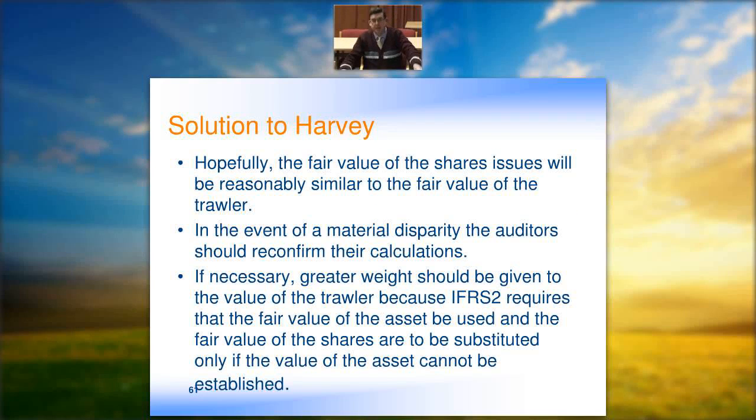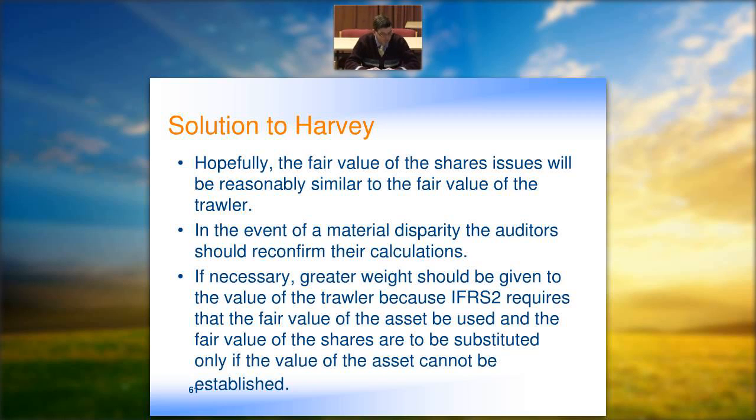You would, of course, be hoping that the fair value of the shares would be reasonably similar to the value of the trawler. This is something like the other example that we saw earlier. Obviously, if there's a very big difference, you'd be wondering what's going on. Why would Lucky Mascot agree to do this for 15% of Harvey's shares if that's worth a lot less than the value of the trawler, or why would Harvey agree to it if it's a lot more than the value of the trawler? So you would want to see that they were reasonably similar. In the event of a material disparity, the auditors should reconfirm their calculation, so you would go back and have a look again.